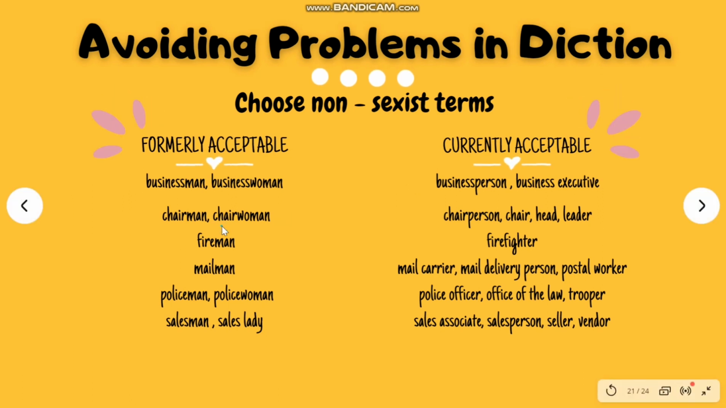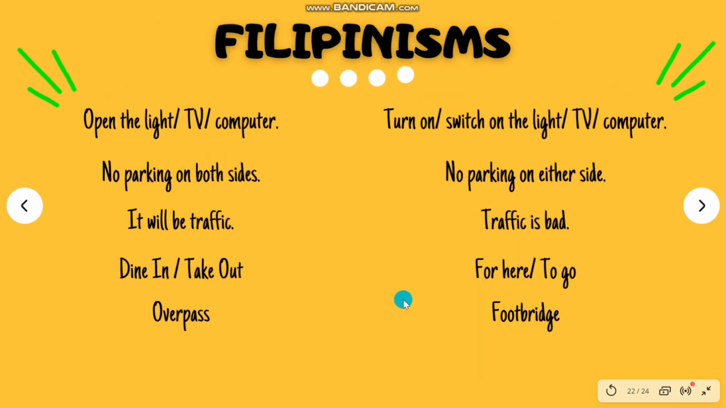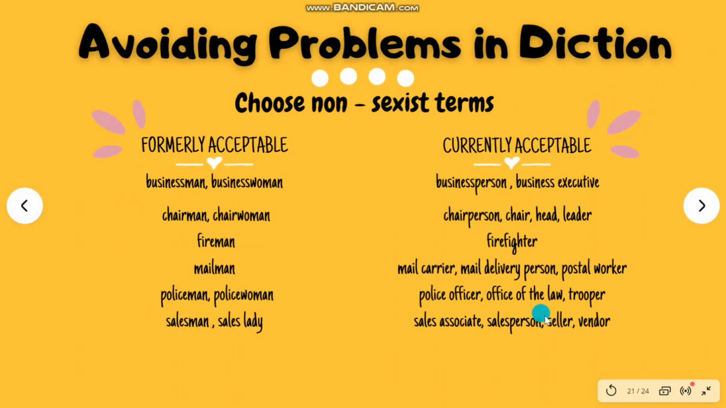Chairwoman, chairman. Now, we have chairperson, chair, head, or leader. Fireman before. Now, it is firefighter. Mailman before. Now, it is mail carrier, mail delivery person, postal worker. Before, it is policeman, policewoman. Now, it is police officer, officer of the law, or trooper. Before, salesman or saleslady. Now, it is sales associate, salesperson, seller, or vendor. There are many more non-sexist terms po. I'll be sending you the picture of more examples.